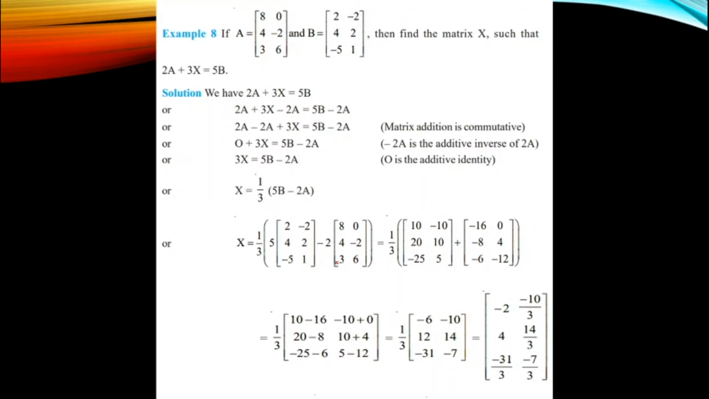Here we have a simple problem. We'll see how it works. Here we have matrix A, matrix B. Obviously addition is there, so check the order is the same, so we can proceed. So it is defined, right? Then find matrix X such that 2A plus 3X equal to 5B. Now what are we supposed to find? Matrix X they have asked us to find.